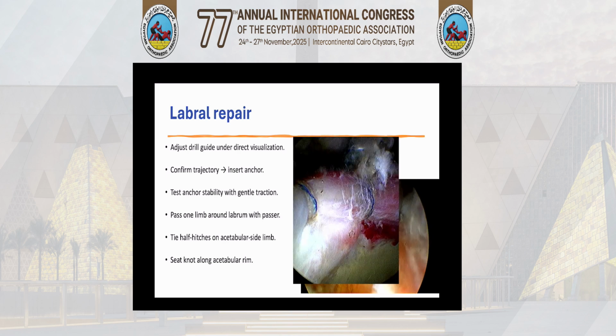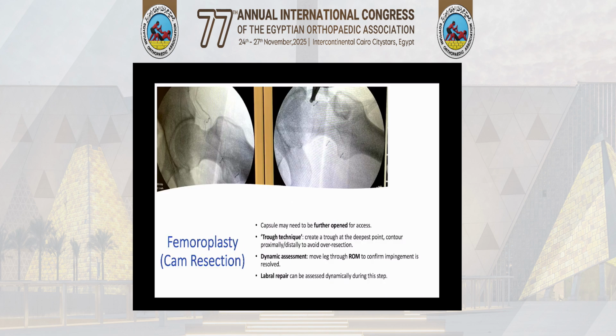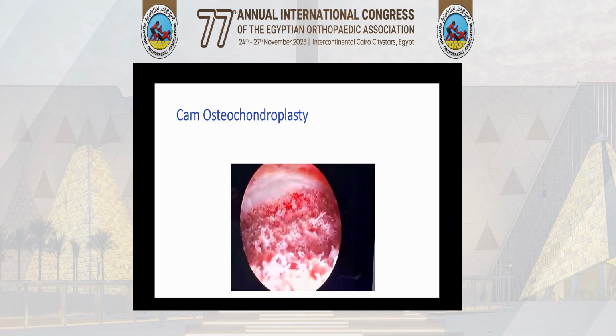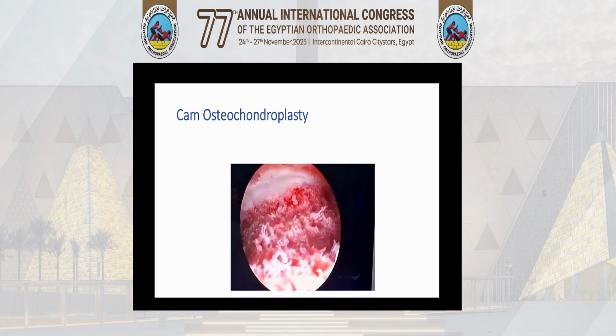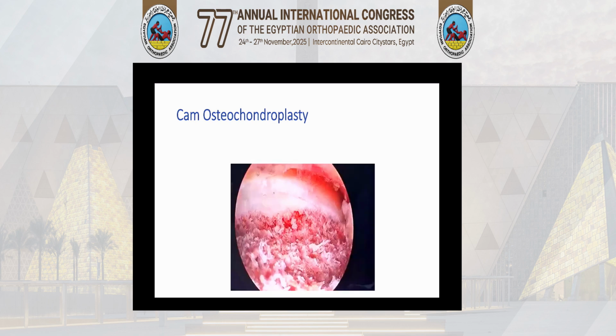As we can see here, after labral debridement, we will go to the peripheral compartment to do femoroplasty or osteochondroplasty of the osseous hump of the cam lesion. We will do a dynamic assessment after finishing the osteochondroplasty to check that there is no impingement, as we can see here in this video after cam resection, and also assess labral integrity after repair.